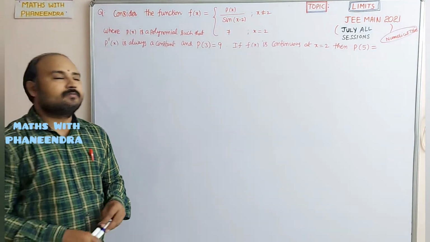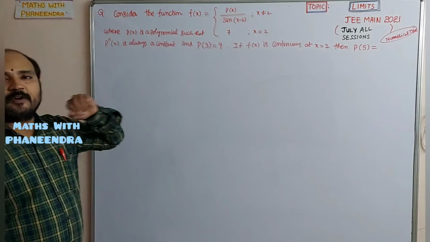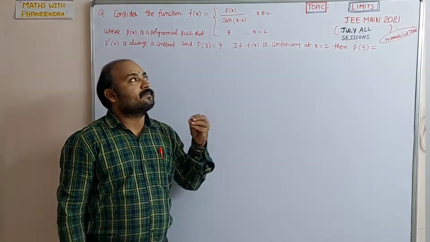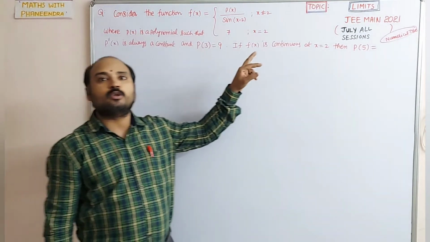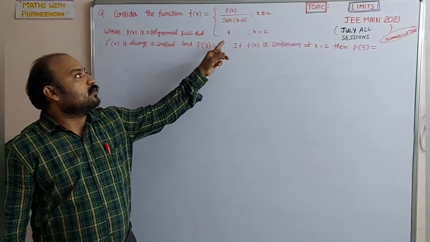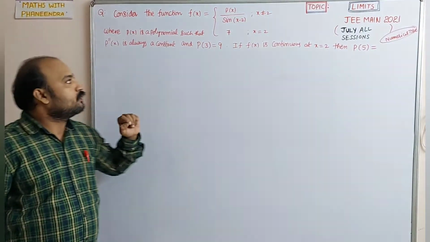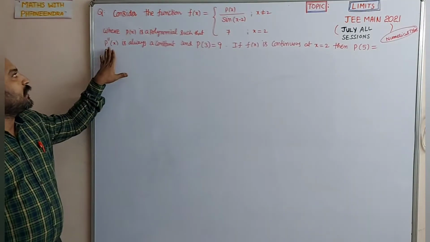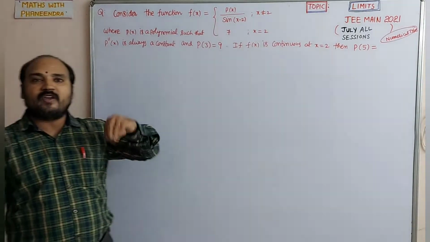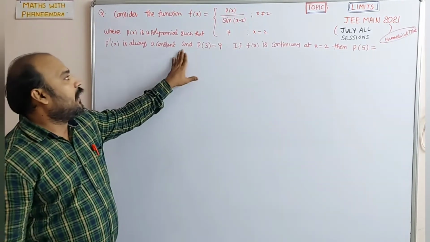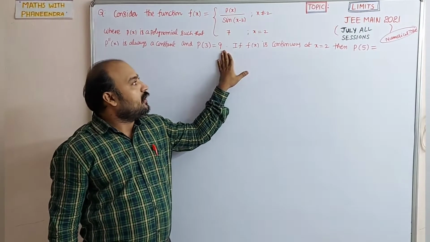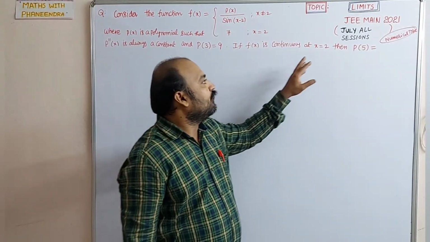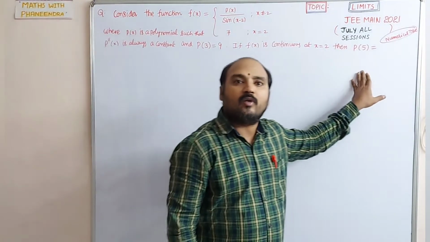The next question. Consider the function f of x equal to p of x by sine of x minus 2 if x is not equal to 2, and f of x equal to 7 if x is equal to 2, where p of x is a polynomial such that p double dash of x is always a constant and p of 3 is equal to 9. If f of x is continuous at x is equal to 2, then the value of p of 5.